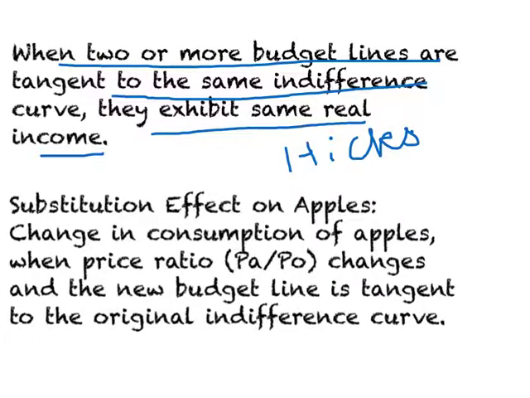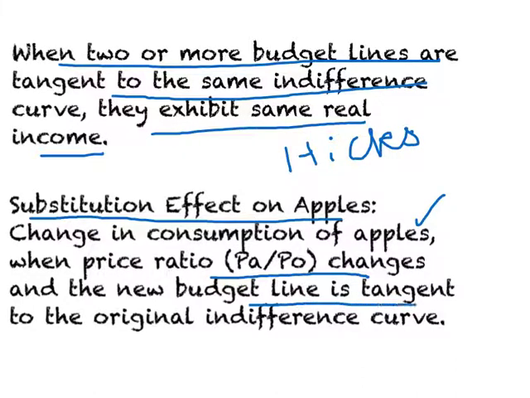Another thing we have looked at in the previous slide is the substitution effect, and here's a definition of substitution effect on apples, which is the change in consumption of apples when price ratio changes and the new budget line implies the same real income as the previous one, or is tangent to the original indifference curve.